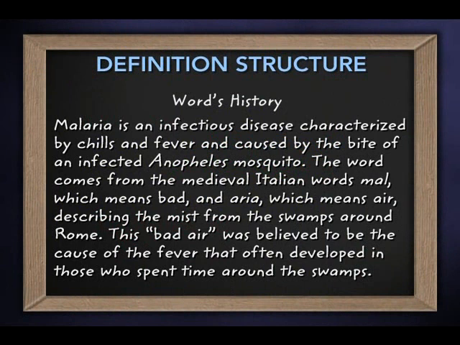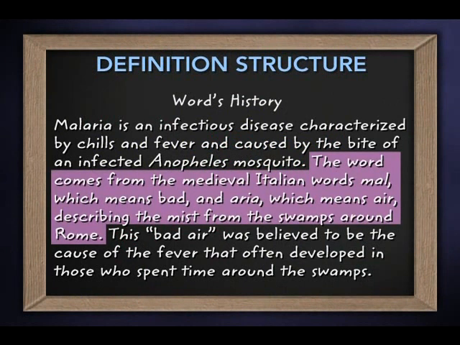Looking back at the paragraph, the word comes from the medieval Italian words mal, which means bad, and area, which means air, describing the mist from the swamps around Rome. Since I have the word's history, its origin, I can tell that that is the primary method of development here. I chose this method because I thought it was a very interesting way to tell about the word.